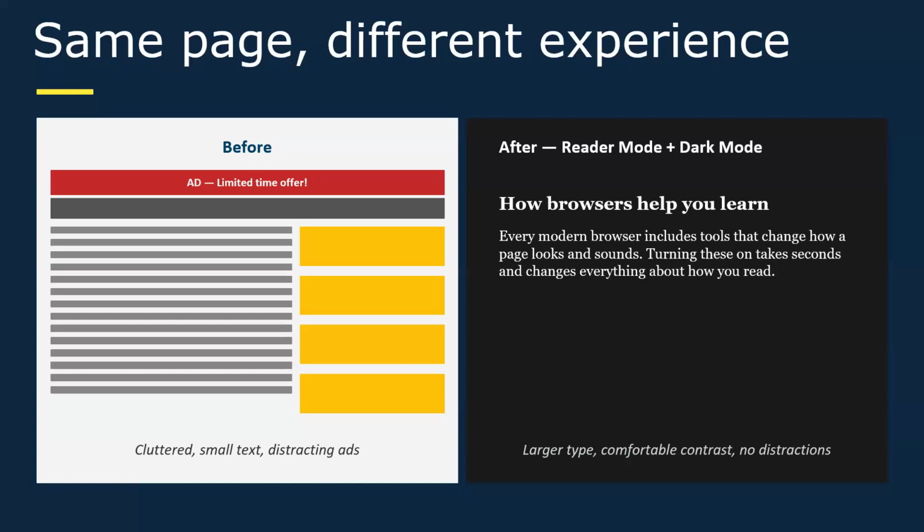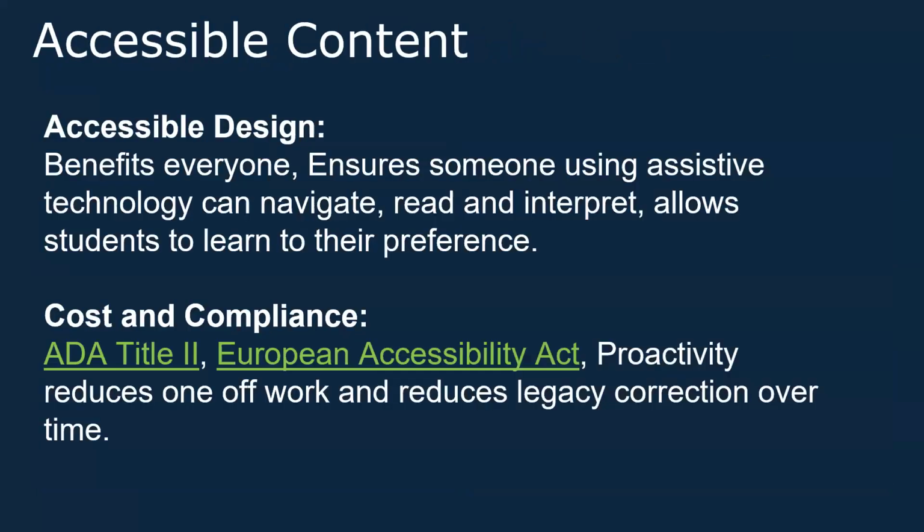And this is the same content, different experience, because the reader mode strips out the ads, the sidebars, the auto-playing videos, and dark mode gives the learner something they can focus on. 2 clicks, no installation, no IT request, empowering the learner, giving them freedom, digital freedom. But that also then requires accessible content, because that benefits everyone. It's not marketing language, it's measurable.